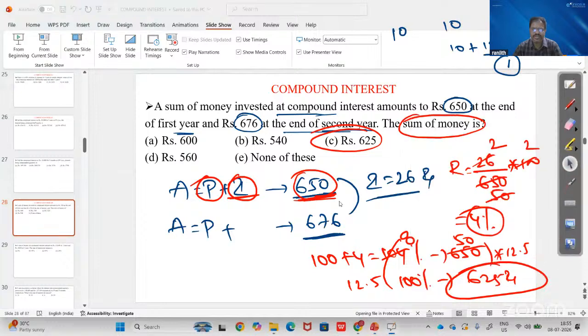So 650, 676, the difference is 26. How am I getting 26? Interest on interest. So 26 I am getting on 650 rupees where R equals 4 percent. After 1 year I am getting 650 rupees, that is 100 plus 4 equals 104 percent equals 650. I need to find out the sum, which equals 100 percent. So 13 8s are 13 5s. In the 8 table 100, 12.5 times, 50 into 12.5 equals 625. So the answer will be equal to 625.